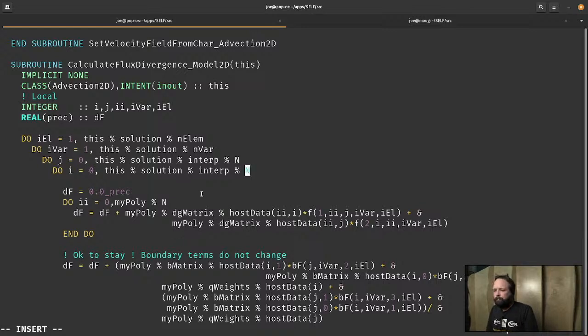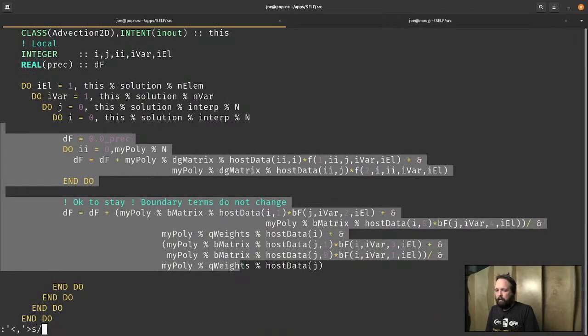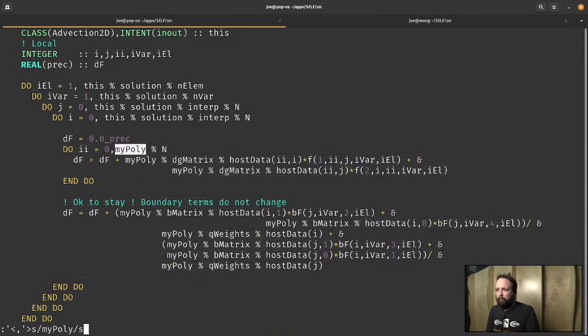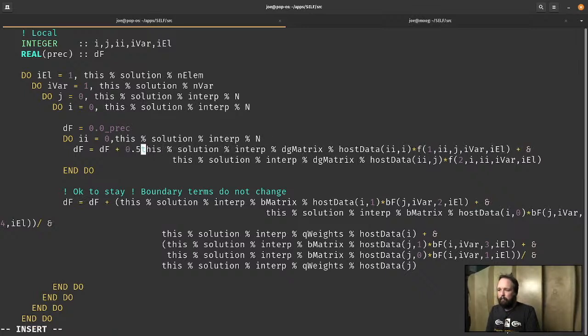Let's see here. What I want to do is wherever I see my poly, I want to replace it with this percent solution percent interp. Bam, done. Okay, so I've got my DG matrix, and what I need to do is half of this guy, so 0.5.